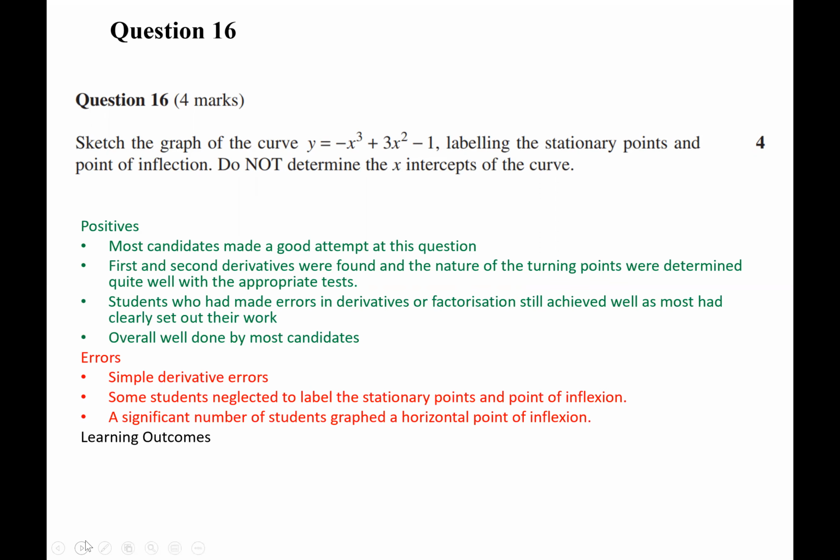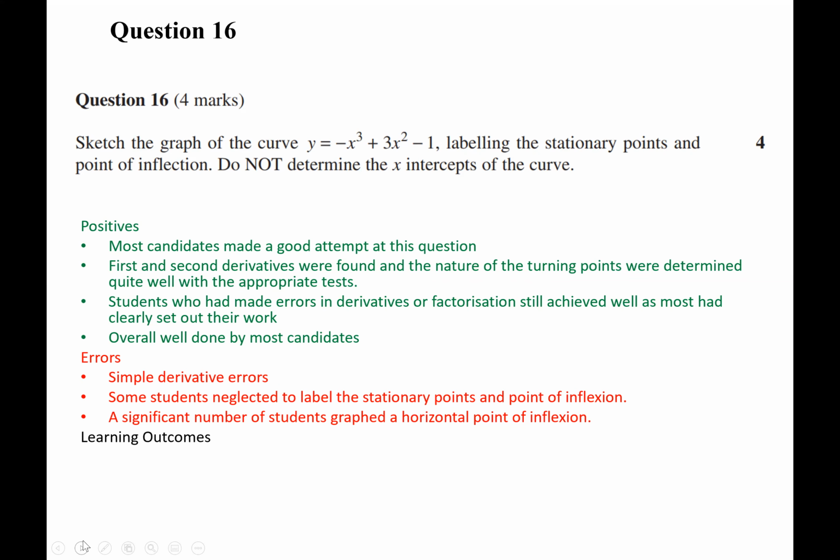The main error that came up was that some students didn't label. Labelling was a key description in the question, but a significant number of students lost a mark because of it. They didn't label their stationary points and they didn't label their point of inflection. They did find the stationary points, showed whether they were maximums or minimums, and found a point of inflection. Another error was that a lot of students graphed that as a horizontal point of inflection.